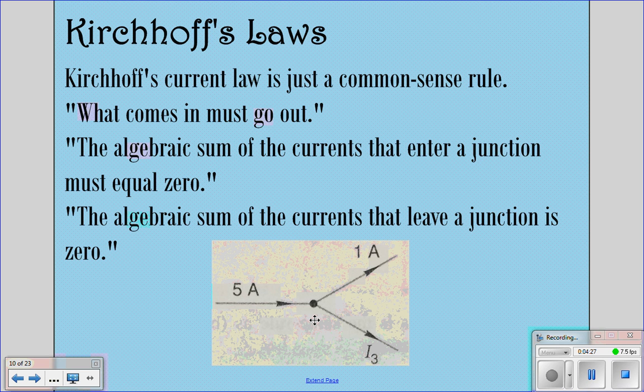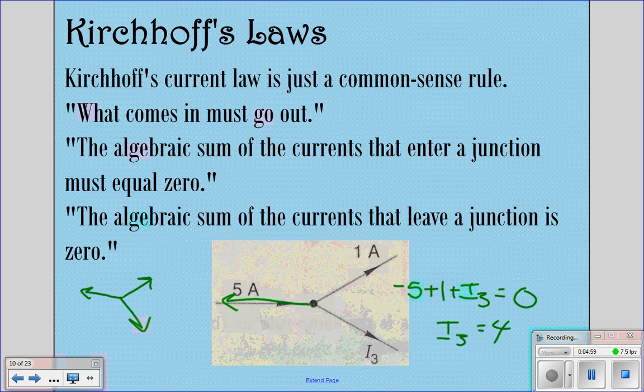So if we have I1 going this way, I2 going this way, and I3 going this way, those all 3 add up to 0. And so now we're looking at this picture. We're going to change the 5 and make it go out. And so that would be a negative 5 because it was 5 going into it. So now going out of it, it's a negative. And then plus the 1 and plus the I sub 3, and that's going to be equal to 0. And so that means that I sub 3 equals 4.